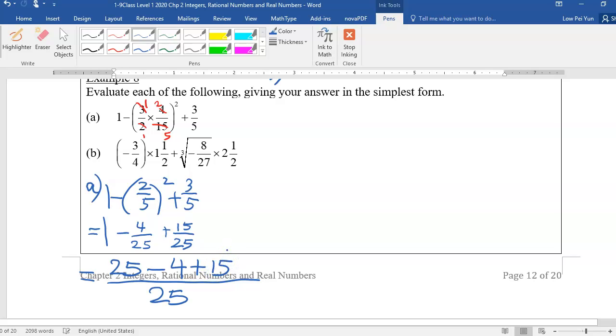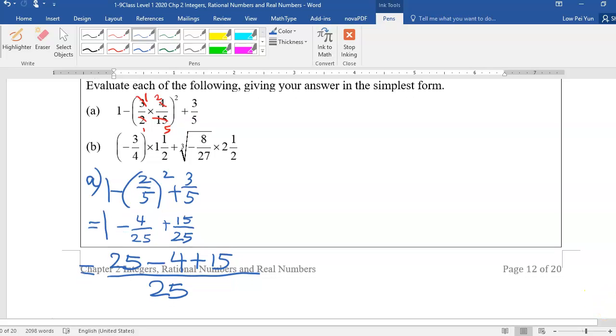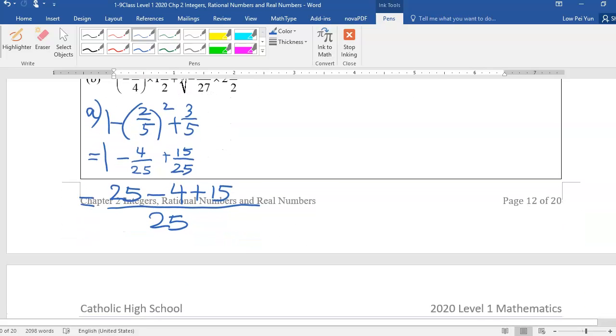Okay. 25 minus 4 is 21. 21 plus 15? 36. Do I have space below? I try to see. Ayo, no space. So I want to squeeze here, okay, class? I know not supposed to write 2 equal sign on 1 line, but no space. 36 over 25. Proper fraction. 1 and, oh, well done. Good. Okay, I want to pause.